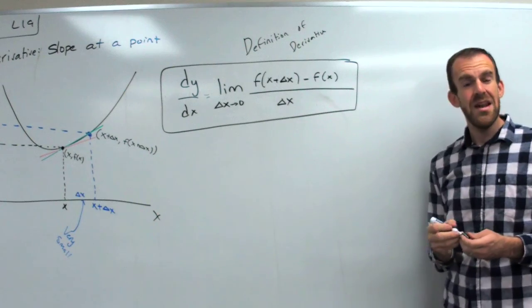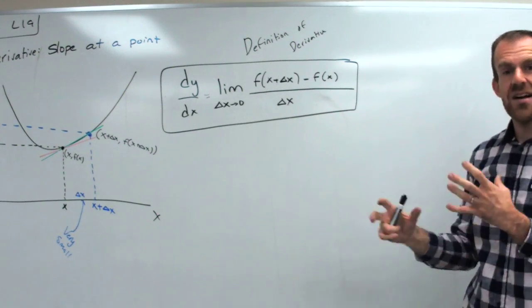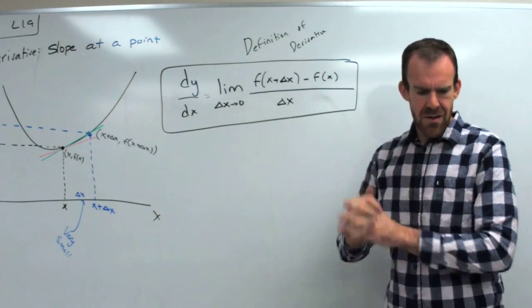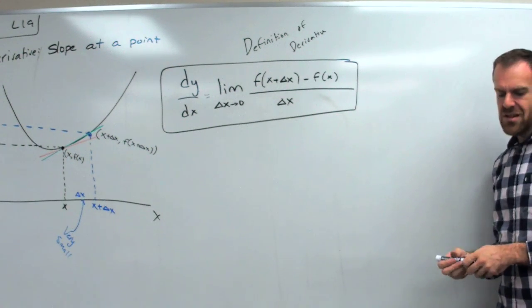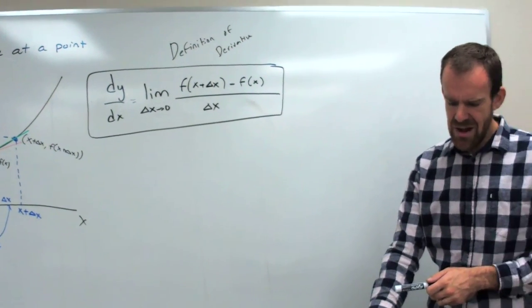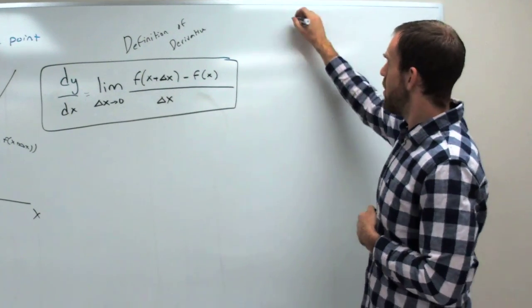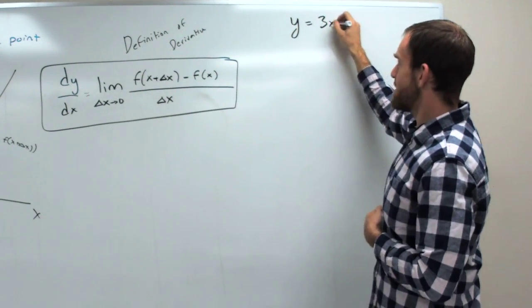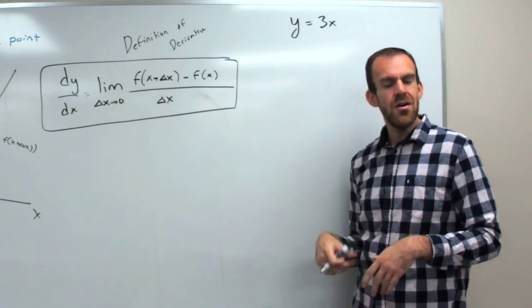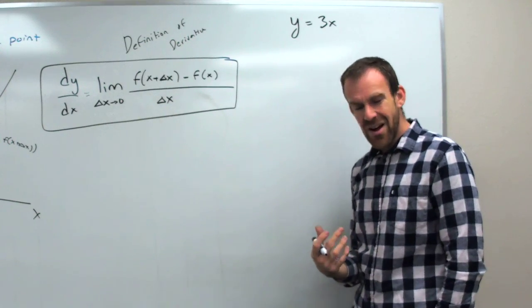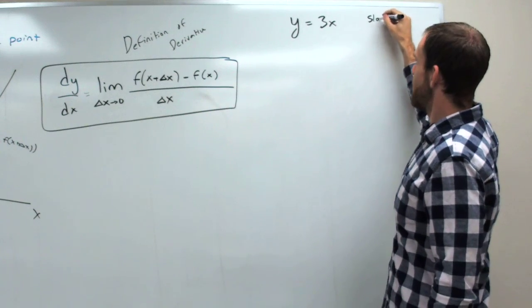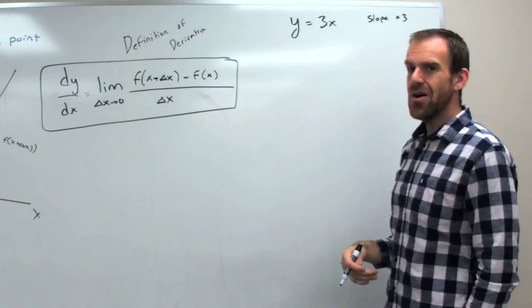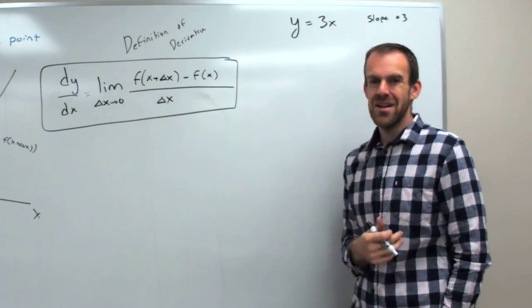We will have many others that tackle the problem a little bit differently, but let's try this one first. We'll start with an easy function that we should be very able to find the slope. Y equals 3x is easy because we already know the slope at every point. The slope is 3. So if we do this correctly, we should get 3.